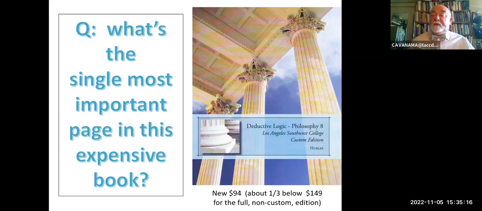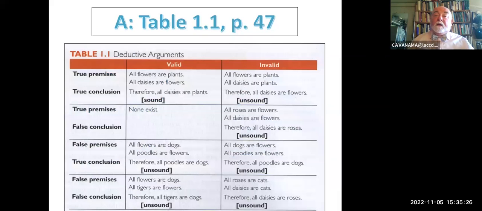I told you the single most important concept is validity. What's the most important page in this expensive textbook? I give you the full edition cover, but it applies to the full edition as well. Answer, page 47, table 1.1. Let's spend some time looking at this. Now, this is a kind of a Punnett diagram, like the square Punnett rectangle, if you will. Look what's being cross-classified here.